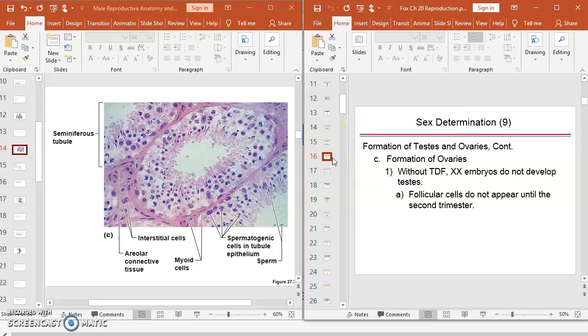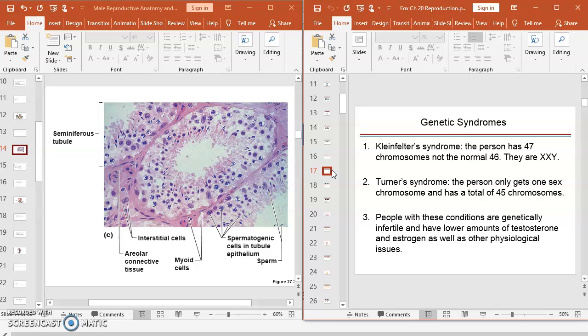Okay. Now, the formation of the ovaries. Without testes determining factor, the XX embryos, which are the females, do not develop testes. The follicular cells, which are going to make the follicles, the egg production stuff, the ova, would then start around the second trimester.